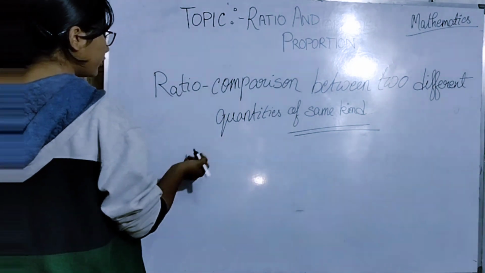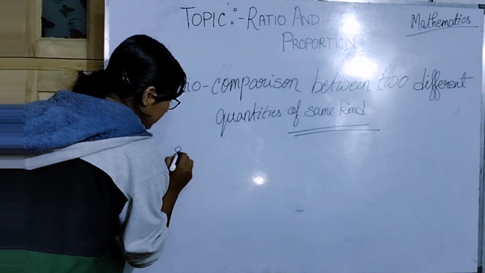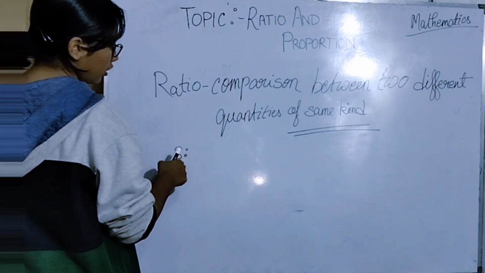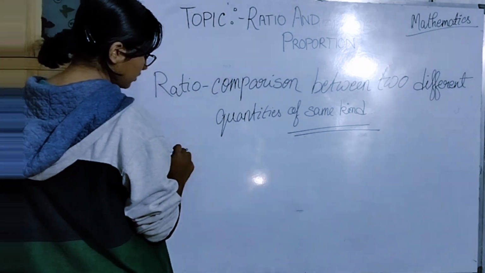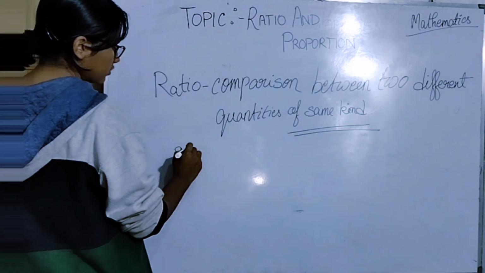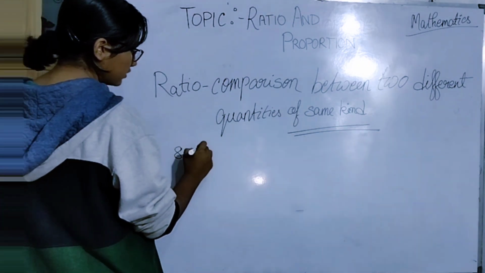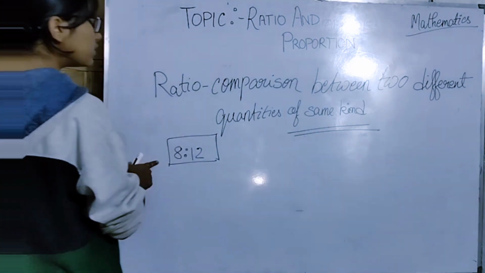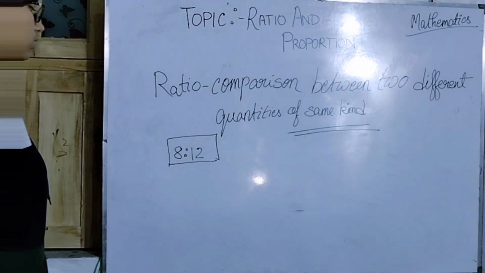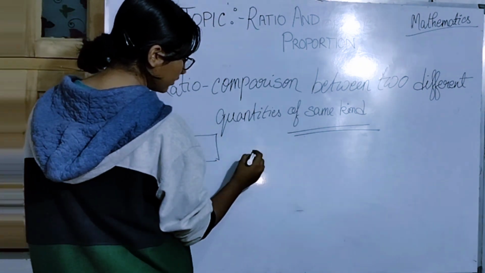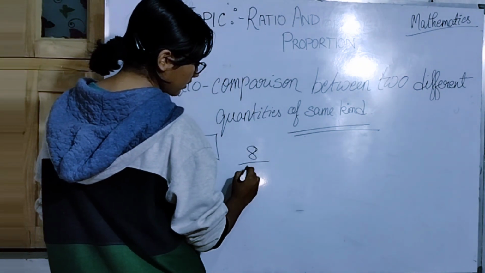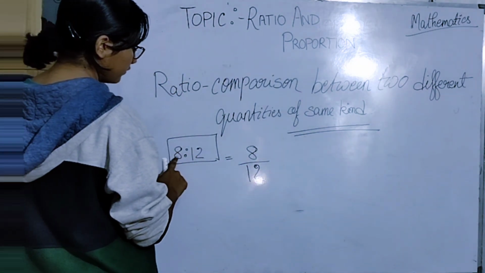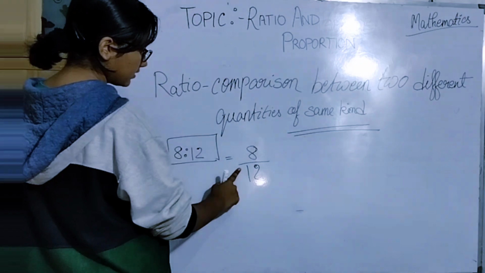Now, if we take an example, 8, it is represented by these 2 dots. It is known as ratio. Now suppose for example, 8 is to 12. This is a ratio format. What does it mean by that? How do we take it out? We know that 8 by 12 is equal to this.